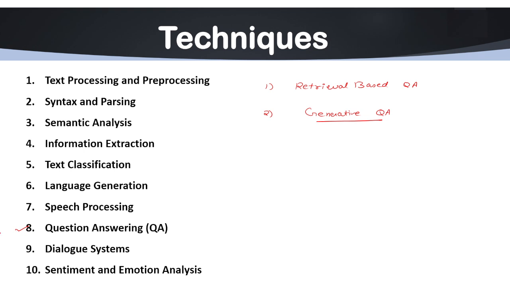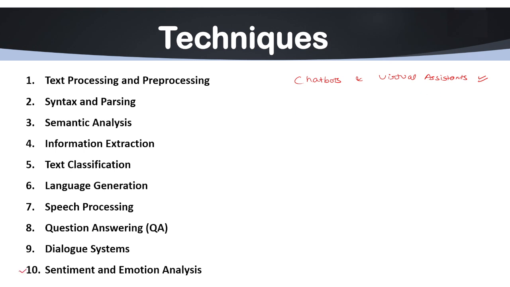Next we have is dialogue system. So dialogue system is used to build interactive systems like chatbots and virtual assistants. Clear? So engaging in conversation with users, answering questions, and performing tasks based on natural language input.